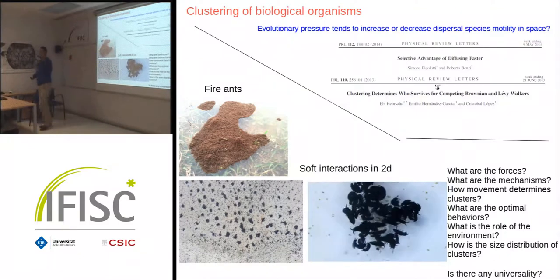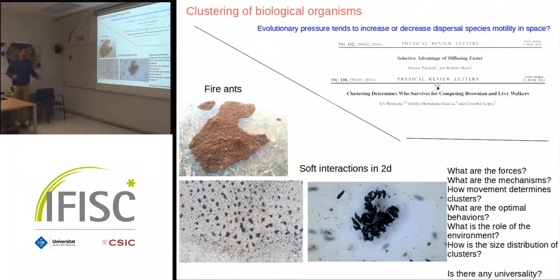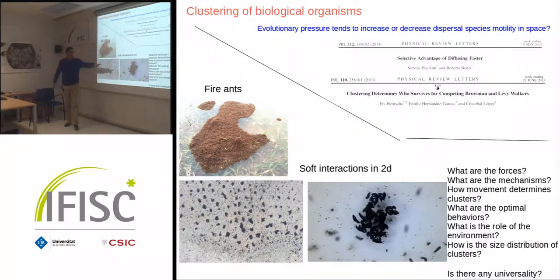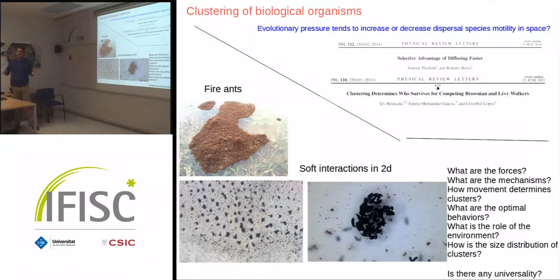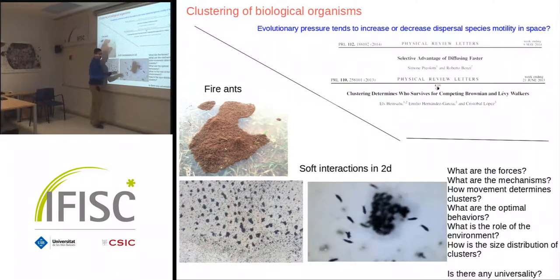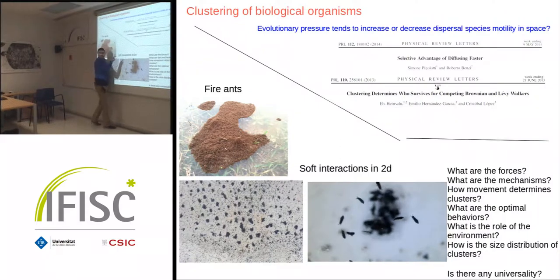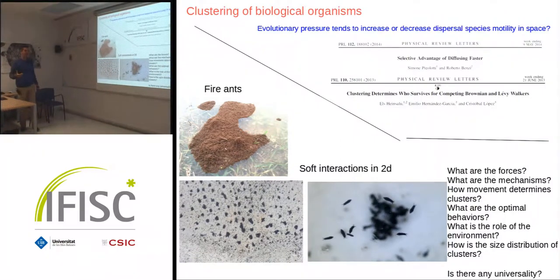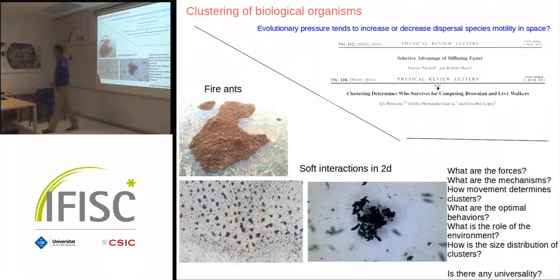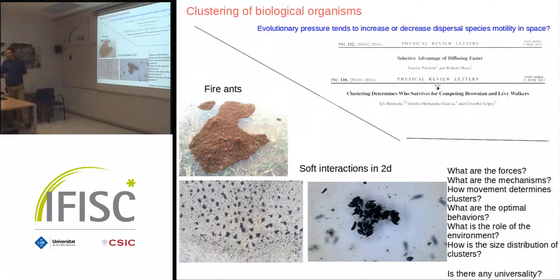Then the question that we would like to answer, not now, maybe in the next year, is what are the physical forces for these particles to form this? What are the mechanisms? Like the exclusion zone, is there something similar to this? And how does the movement of these particles work? Because if you look with care, you can see that some particles, from time to time, make big jumps. So this movement is not only random motion. Another question: how does the movement of these particles determine the clusters? What is the optimal behavior? What is the role of the environment? So there are many open questions. What is the size distribution? And at the end, we as physicists ask, is there any kind of universality for all living organisms to form clusters or not? Well, these are, let's say, our motivation for why we study these topics.